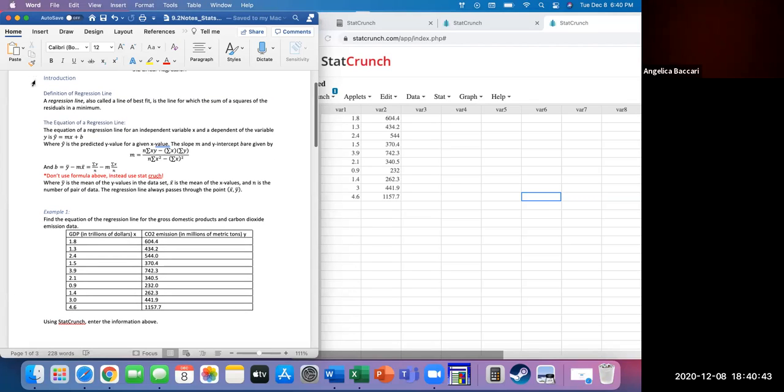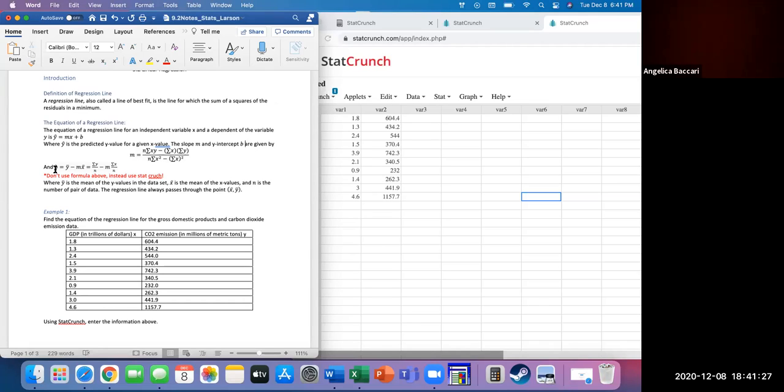Let's continue with section 9.2. In our notes, we have our definition of regression line. A regression line is also called the best fit line, the line for which the sum of squares of the residuals is a minimum. The equation of a regression line of an independent variable x and a dependent variable y is y hat equals mx plus b, where y hat is a predicted y value for a given x value, and the slope m and the y-intercept b are given by m equals this really long formula.